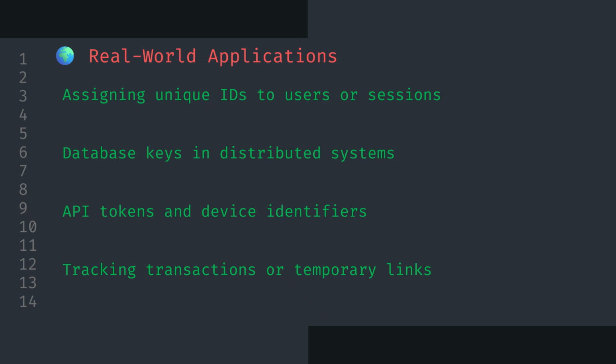UUIDs are used everywhere behind the scenes, from assigning IDs in databases to identifying users or resources in APIs. They're essential in any app that needs to avoid ID collisions. Now that you can generate them on the fly, the possibilities are endless.